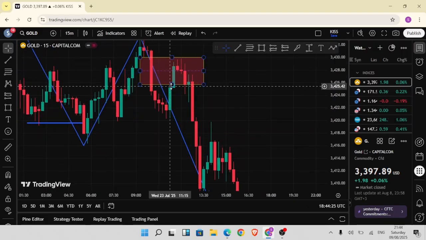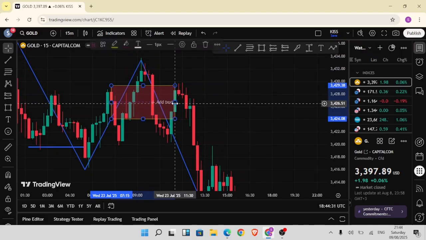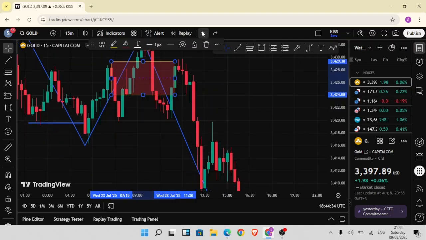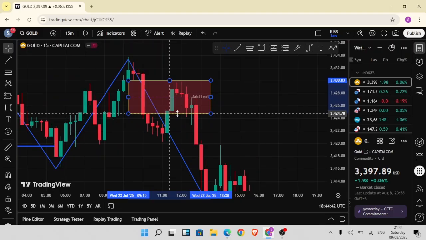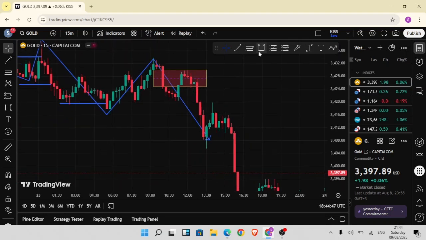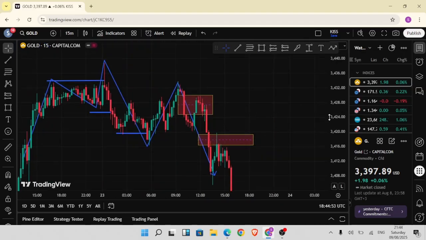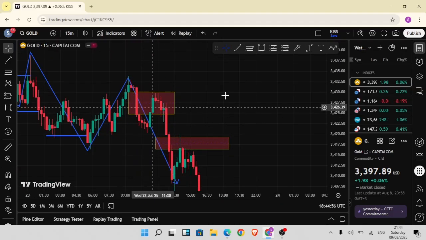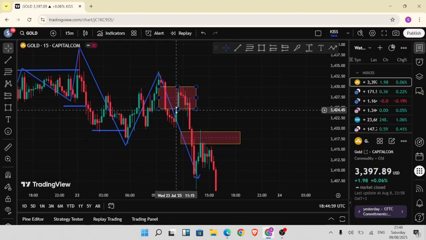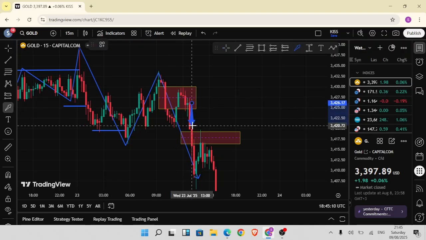This fair value gap right here, price reacts off it again and gives us another clue that price is now going to go lower without major retracement back. So this is another layer of confirmation, and then we have another layer of confirmation right here. As a head and shoulder trader, maybe at this point you want to consider taking a trade here. The moment price retraces into this fair value gap, you take your sells at this point, right?